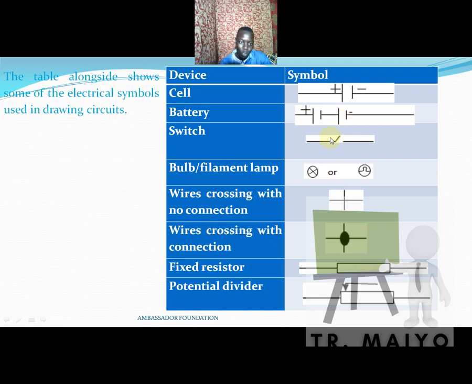A switch is drawn this way so that you can easily close it. Then a bulb or a filament has two symbols, a cross like this, or the one having a symbol of a filament.